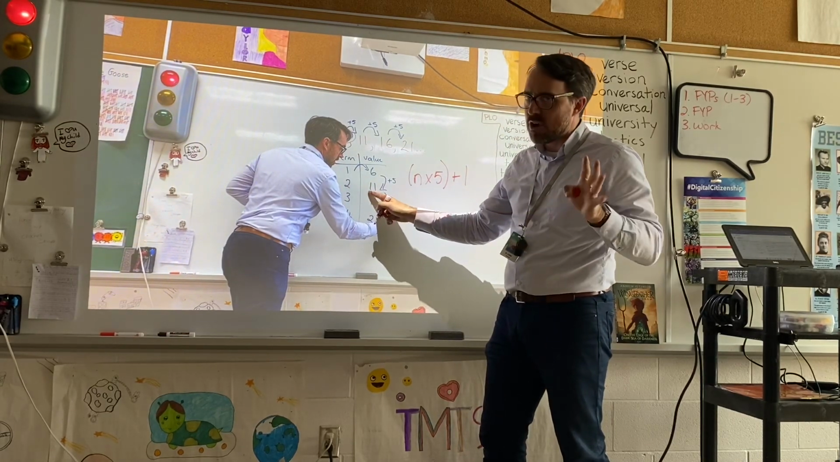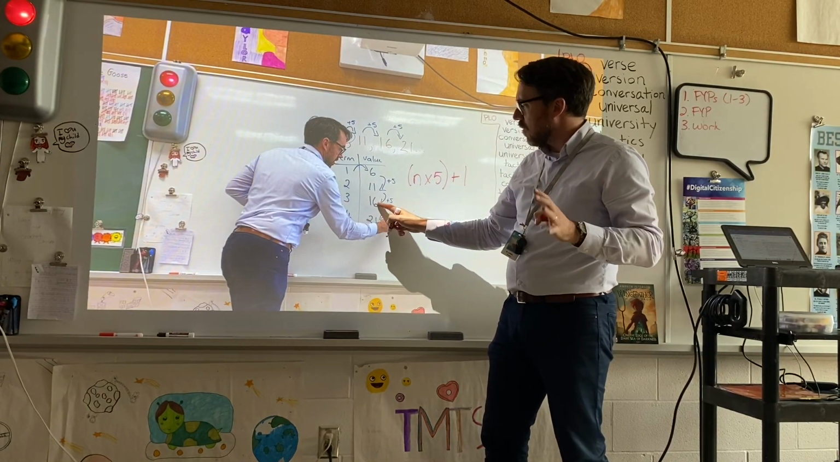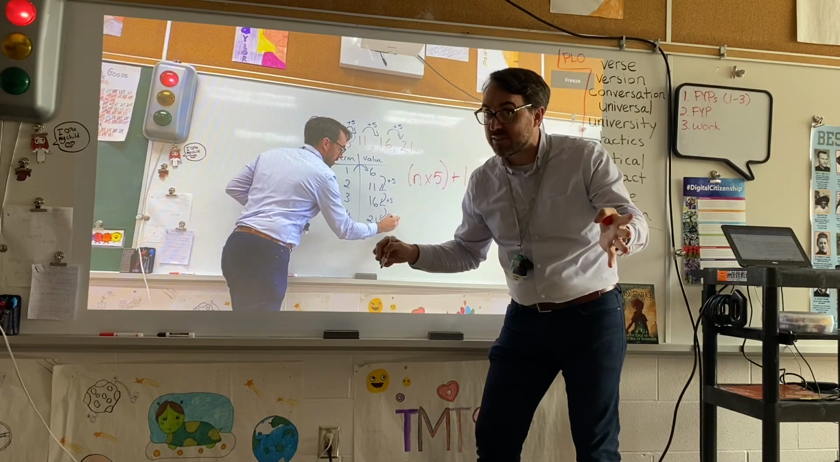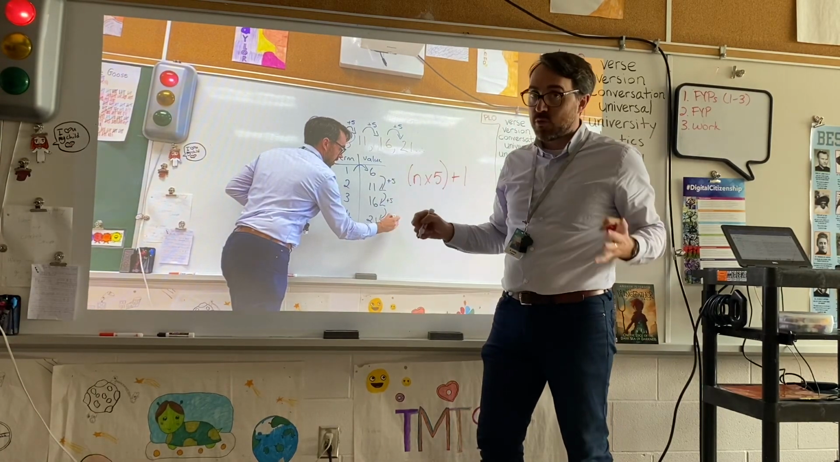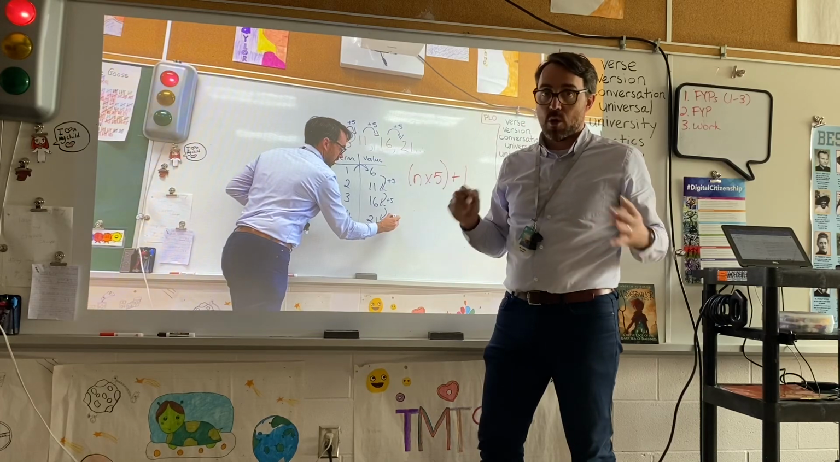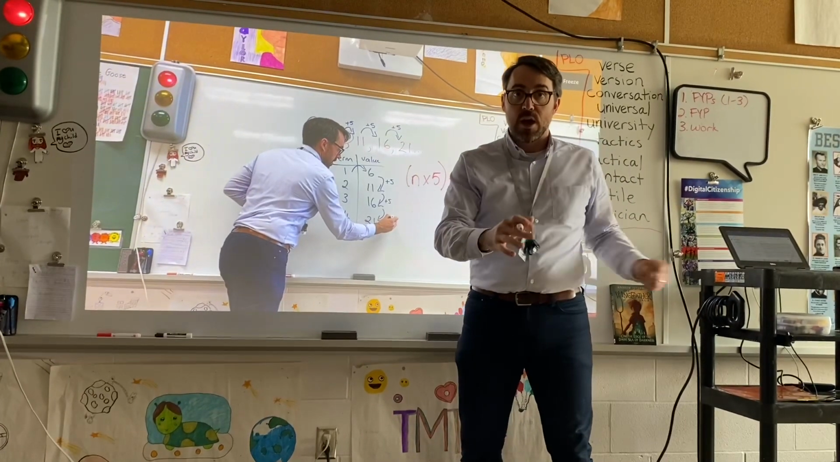That's 11, so it's not quite there. 3 times 5 is 15. That's not quite there. And then maybe you realized what was happening here: it actually is times 5 plus 1 each time. Okay? Back to your regularly scheduled video.